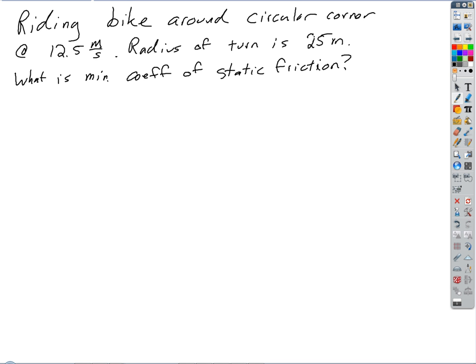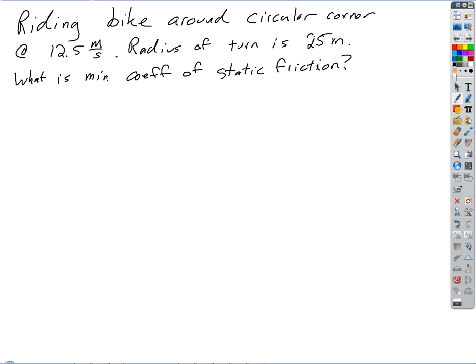It'll be helpful for all the problems, but especially on the new assignment. So let's say some guy's riding a bike around a circular corner at 12.5 meters per second. The radius of the turn is 25 meters. I want to know what's the minimum coefficient of static friction between the tires and the road.